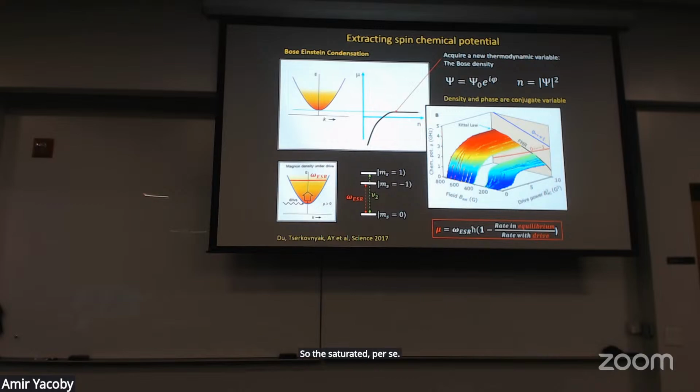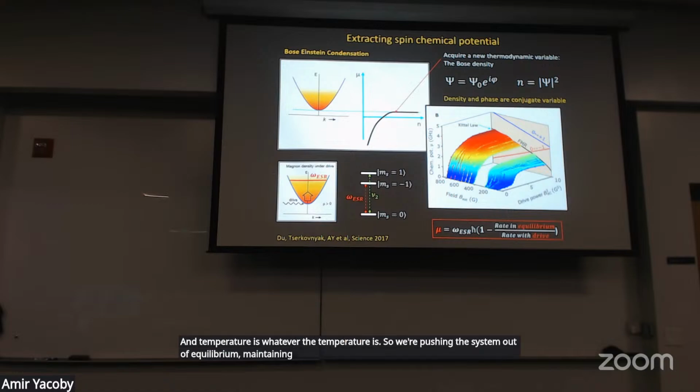So remember, you're thinking of this as really driving the system. We're pumping spins. Exactly. We're just pumping spins. We're increasing the number of particles in this system beyond what it likes to be in equilibrium. So in equilibrium, in a Bose system, chemical potential is 0, and temperature is whatever the temperature is. So we're pushing the system out of equilibrium, maintaining temperature, but just pushing its chemical potential.